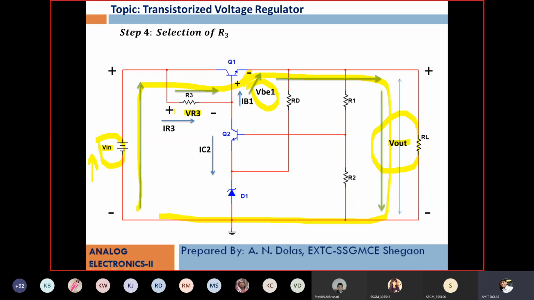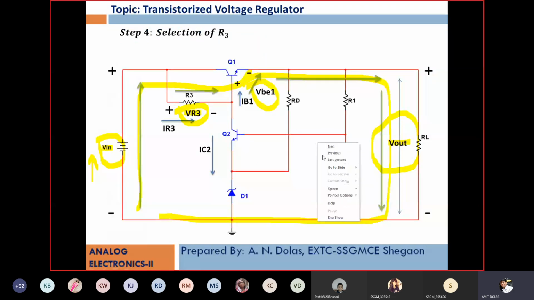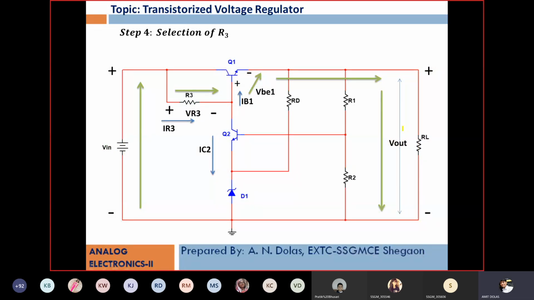So only VR3 we are unknown to. So we will be calculating VR3 by applying KVL into this loop. So here again we will see the polarities of all the impedances or voltage drop here. So polarity here, output voltage has polarity plus up and minus down, and VBE is minus and plus. So you can see here plus minus. So they will be additive.